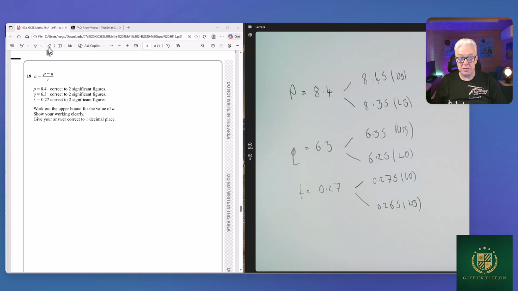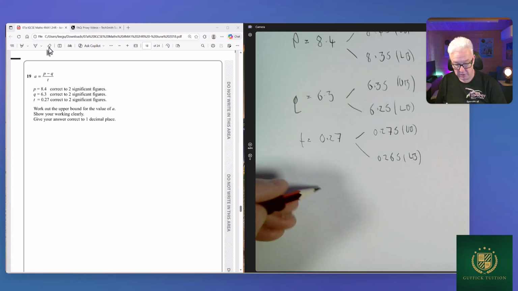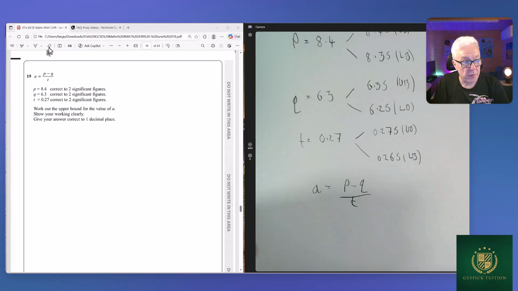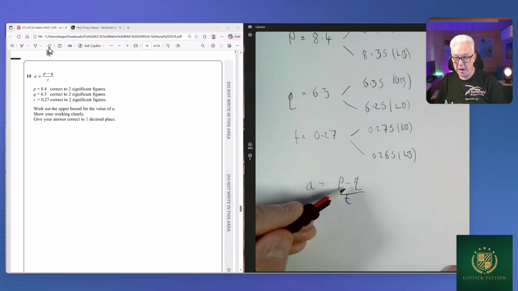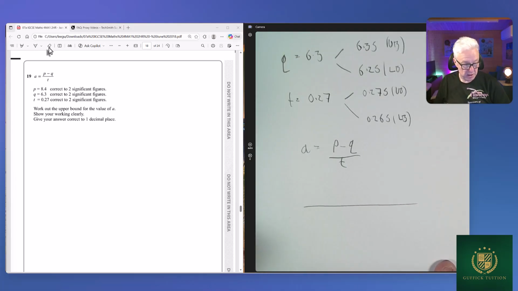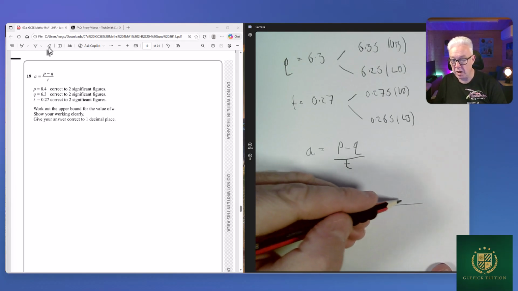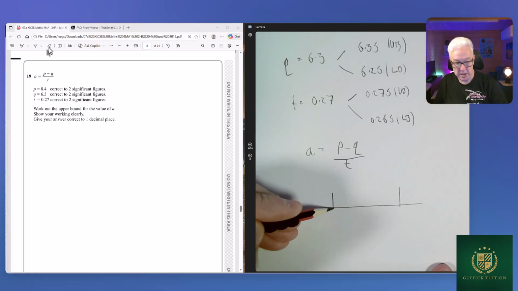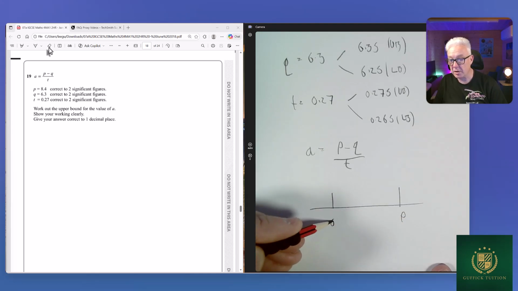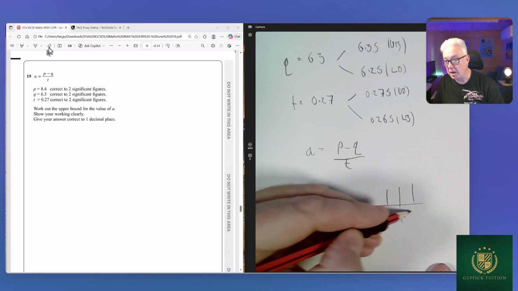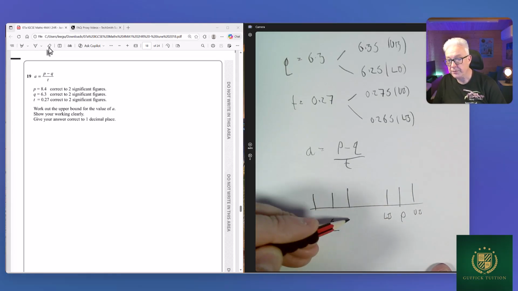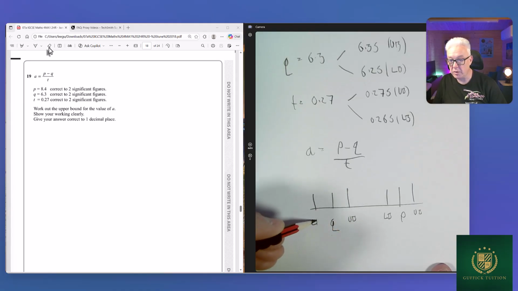Now, notice that the expression we've got to work out is A, and it is P minus Q over T. And they want us to find an upper bound. When you're taking two things away from each other, let's have a little sketch to illustrate what we're talking about. We've got our P value, and we're going to take away the Q from it. Which one is bigger? P is bigger. So let's say that's our P and that is our Q. Here we've got our upper bound and lower bound for P, and here is Q, with its upper bound and lower bound.